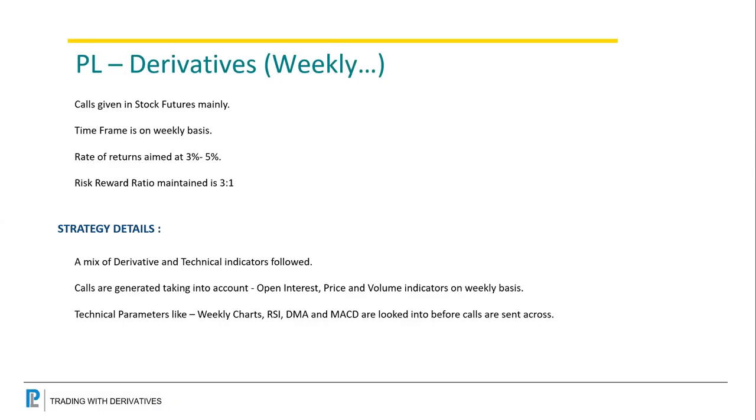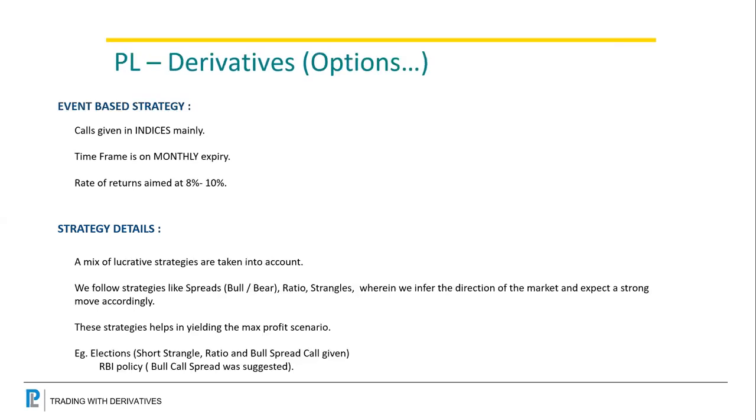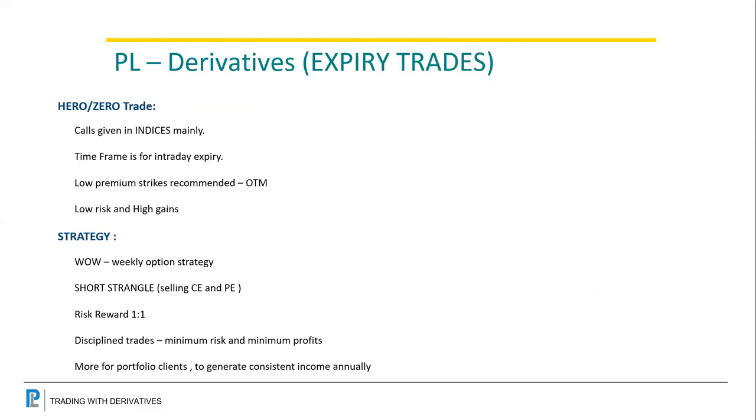Weekly calls also we give. Stock futures mainly, with a weekly time frame, and the rate of return we aim at is anywhere between 3% to 5%. We also do options, like I said, with calls given mainly in indices. When it is event based strategies, the rate of return is anywhere between 8% to 10%. We follow many strategies: bull, bear, strangles, ratio, all that I've just covered with you.